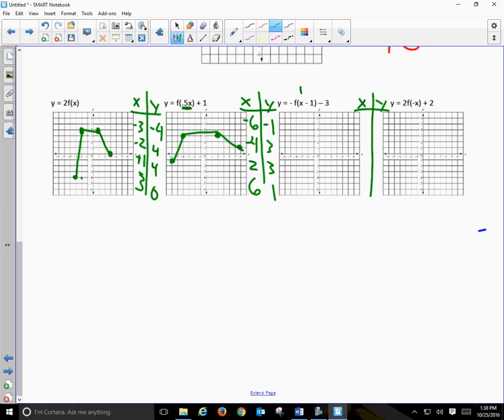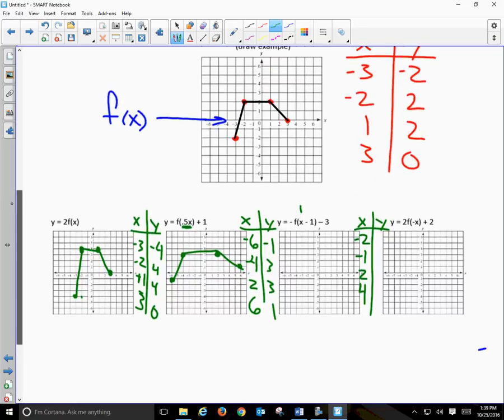What does x minus 1 do? Shifts it to the right one. So what should we do to the x values? Add 1 to it, right? What will most people do when they see this to the x values? They will subtract 1. But it's shifting to the right one, so we add 1 to all the x values. So we get -2, -1, 2, and 4. We add 1 to all those x values.